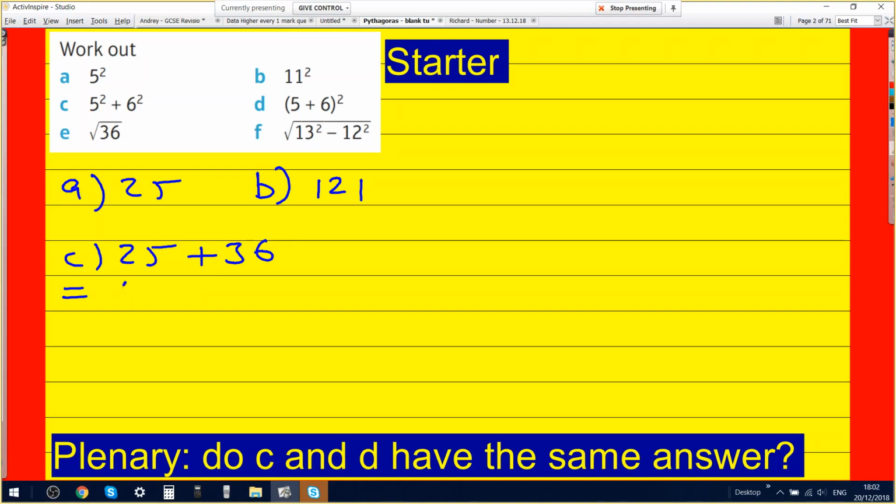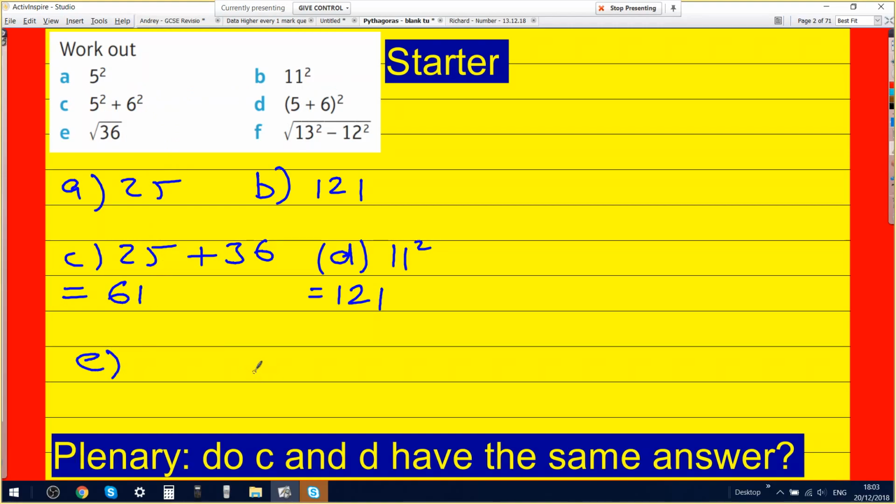Then D, that's 5 plus 6, that's 11 squared, which is 121 again. And so the purpose of that was to show that 5 squared plus 6 squared isn't the same as 5 plus 6 squared.